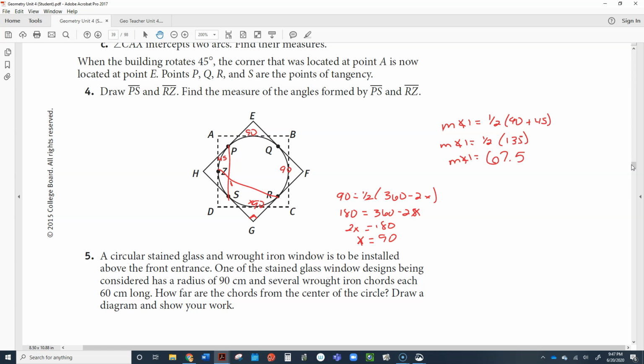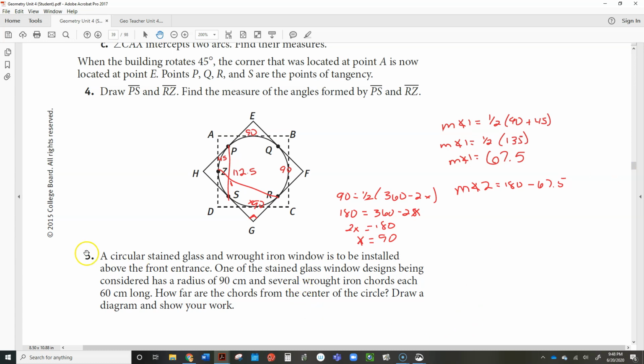The measure of angle 2 is 180 minus 67.5 because angle 1 and angle 2 are supplementary angles. So 180 minus 67.5 leaves me 112.5. So these two angles are 67.5 each, and these two angles are 112.5.